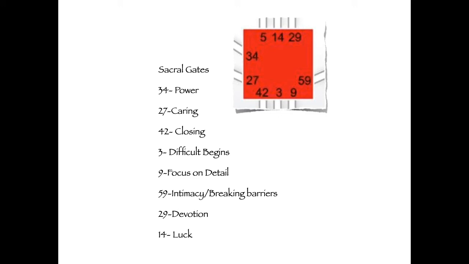The gate 59 is all about intimacy and breaking barriers. This is about tribal energy as well, and it's part of the defense circuit. It is about meeting and coming together to procreate, to have children. It's not necessarily taking care of the children, but it is the intimacy that comes before that. But you can also have this energy of breaking barriers and showing people that they're not as different as they seem to think they are.